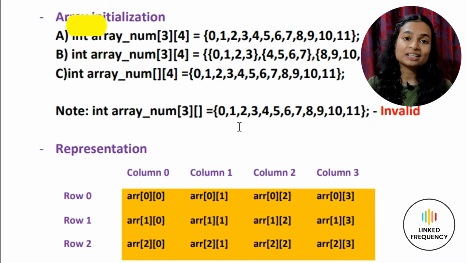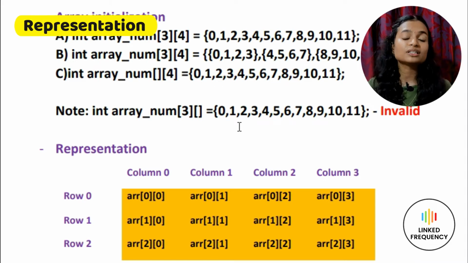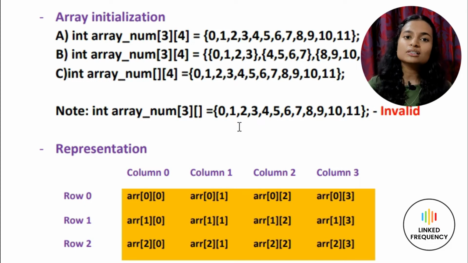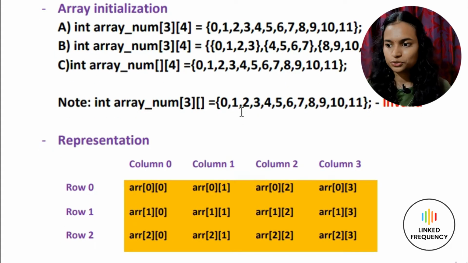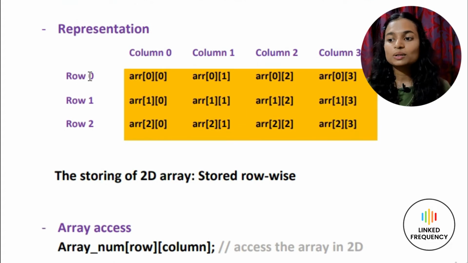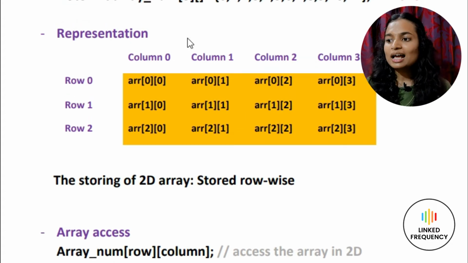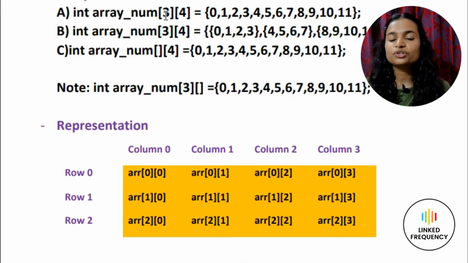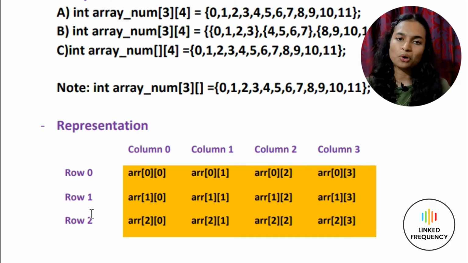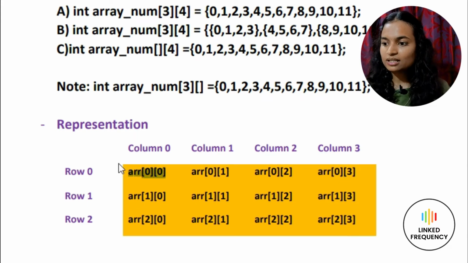Moving on to our next point, that is representation of 2D array. How are we going to represent it in the form of matrices? If you have earlier learnt about matrices, you would know that matrices include rows into columns. The same thing is represented here for 2D array also. Here if you can see the screen, you will be able to see rows and columns. I'll use the same example which we have been using from the start, that is int array num[3][4]. So 3 rows and 4 columns. The representation goes like this: array of 0,0, array of 0,1, array of 0,2, array of 0,3, and so on. It goes on till array of 2,3.